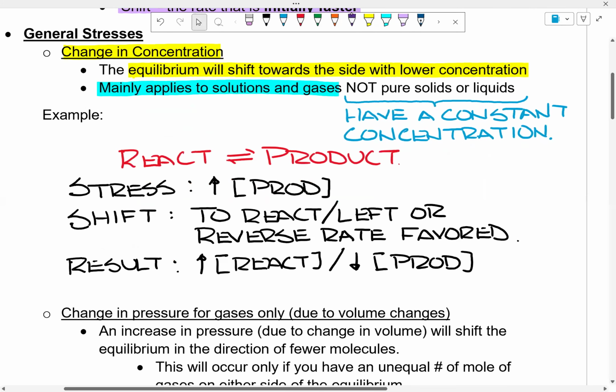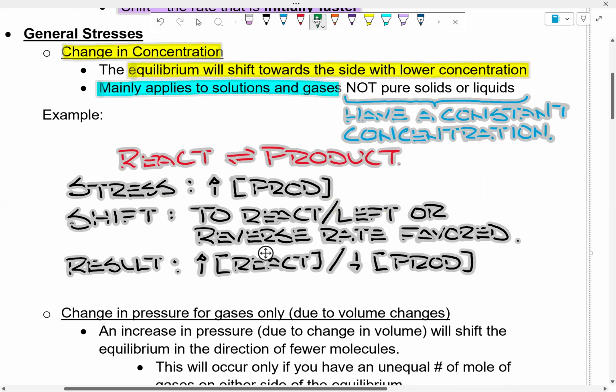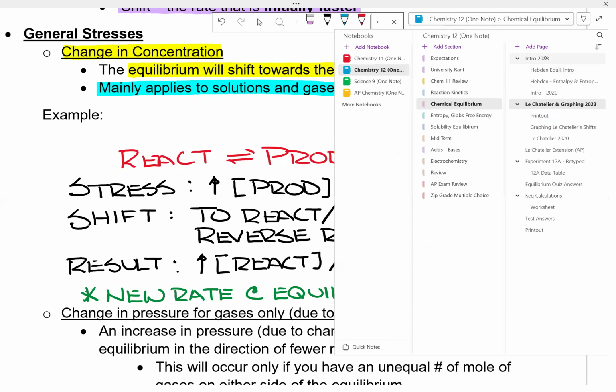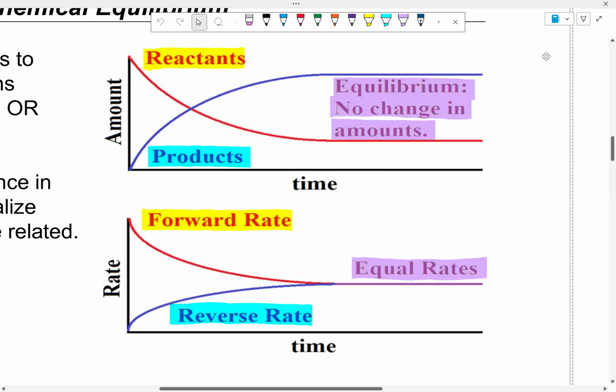Now, one thing for you to be aware of is, I'm just going to put this down here, make sure you are aware there is a new rate at equilibrium. Okay, so please be aware there's going to be a new rate. Why? Because overall you've increased the concentration, and as a result, the rate changes. Okay, again, it goes back to this idea of concentration and rate.